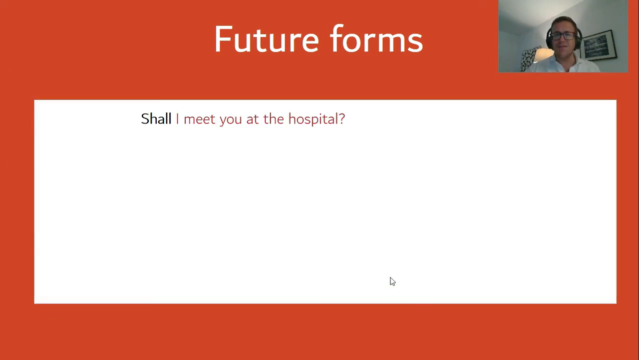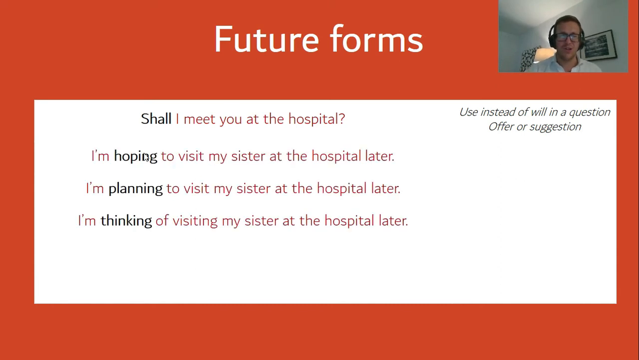There's other ways of using the future. We have, shall I meet you at the hospital? Shall means the same as will, and we often use it in a question, especially when we're offering something, shall I meet you, or a suggestion. We also have hope, plan and think, and we use that just like the present continuous. I'm hoping to visit my sister, I'm planning to, I'm thinking of visiting. So that's a hope and a plan and an idea. They're all in the future.